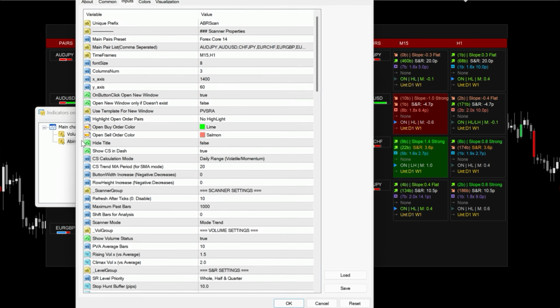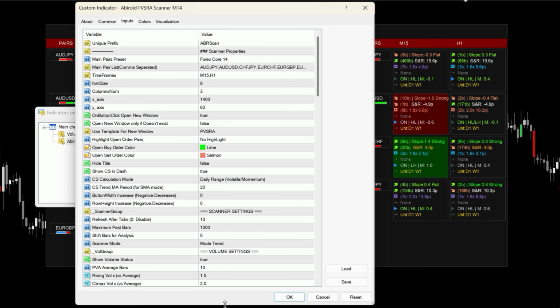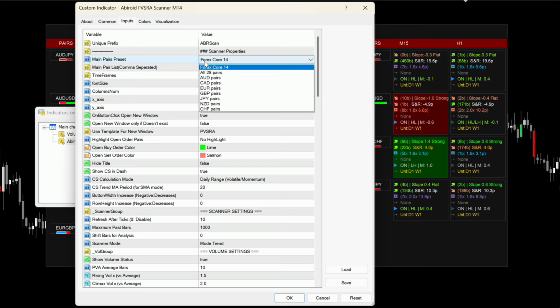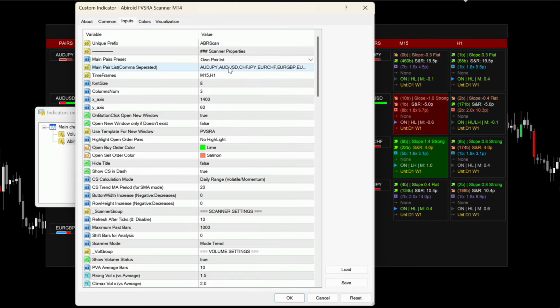Now we just very quickly go over all these settings for the scanner. You can set your own pair list, or you can select any one of these presets, or you can also set the market watch list. If you set the market watch list, just be careful because you might have way too many pairs. And if you set your own pair list, just be careful to specify the exact name that your broker has. Mine does not have any prefix or suffix, which is why I just mentioned the pair names directly. But if yours has some kind of a prefix or a suffix, then be sure to mention the exact name.